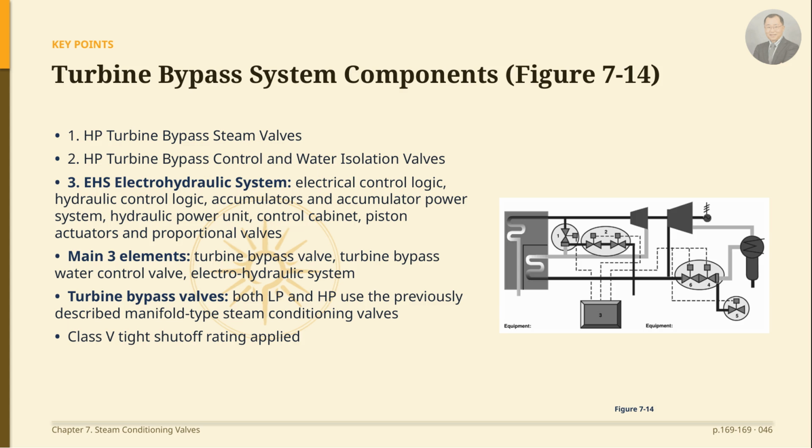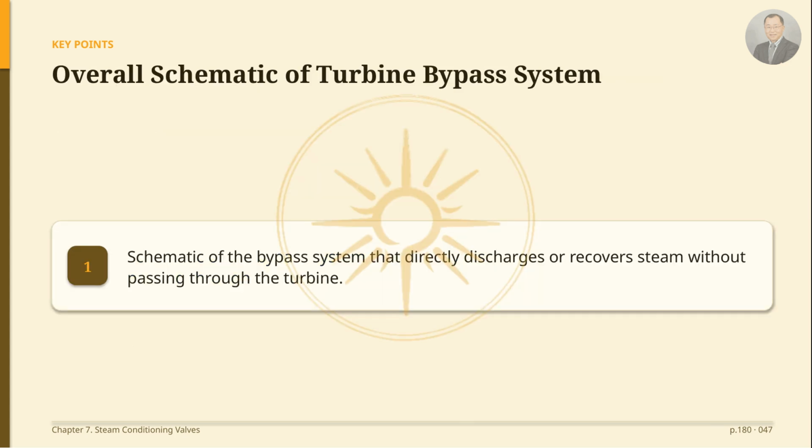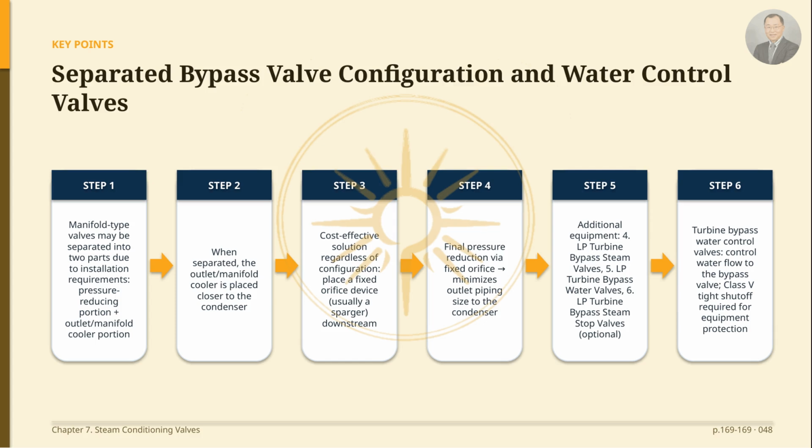Whether for low-pressure or high-pressure applications, turbine bypass valves are usually the manifold design steam conditioning valves described previously, featuring Class V tight shutoff performance. This is a schematic of the bypass system, which directly discharges or recovers steam without passing it through the turbine. I'll explain cases where bypass valves are configured separately and discuss the water control valves. Due to particular installation requirements, these manifold design valves are occasionally separated into two parts: the pressure-reducing portion of the valve and the outlet/manifold cooler section, with the cooler section located closer to the condenser.